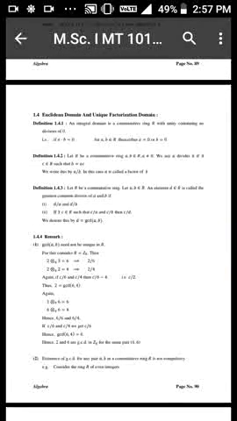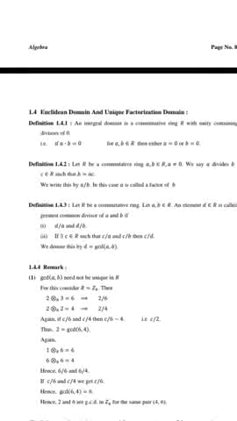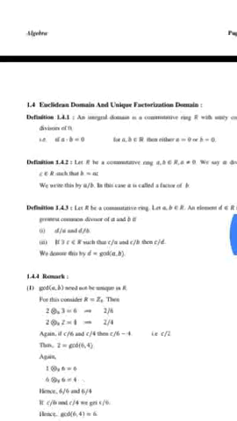Namaskar. Today I will discuss the Euclidean domain and unique factorization domain. What is the definition of Euclidean domain?